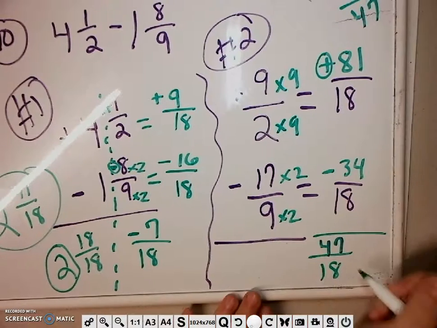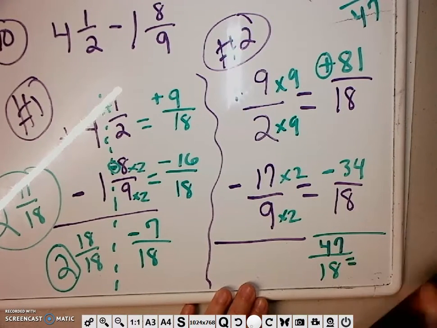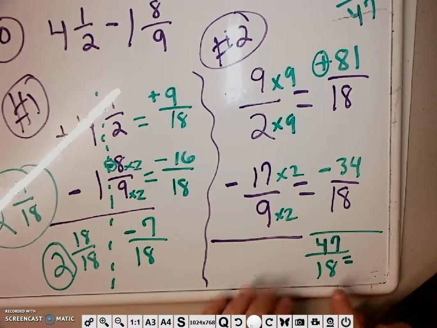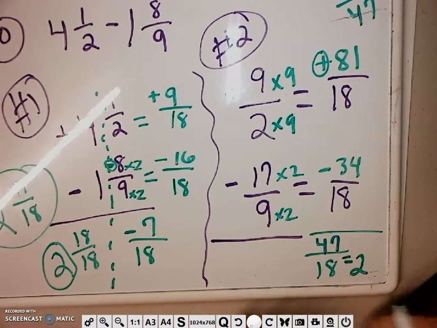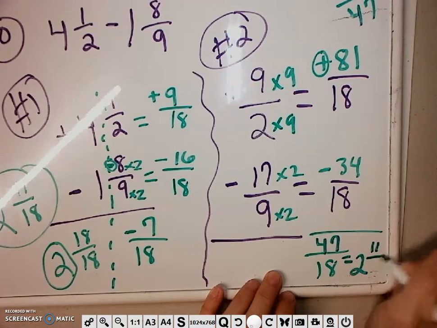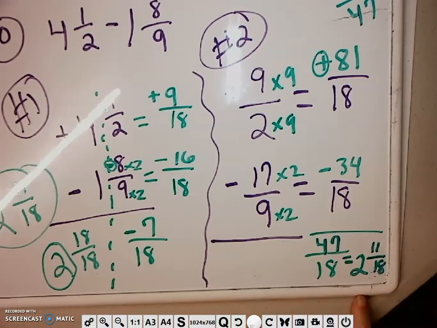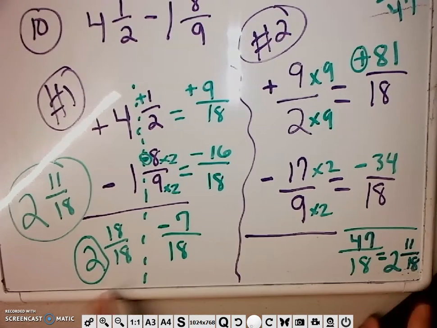Okay, now I just have to switch this, you guys, to a mixed number. So I'm really cramming down here, huh? So 18 goes into 47 how many times? 2. That gives me 36. I have 11 left over, and I put it over 18. So 2 and 11/18. Same answer on both sides.